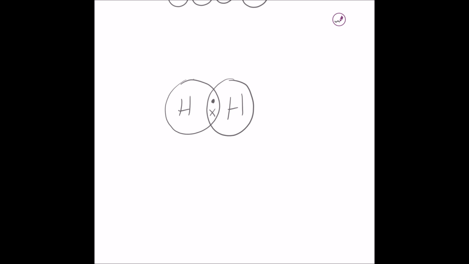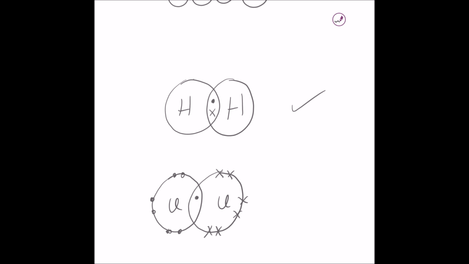Let's look at chlorine. Chlorine is group 7, so it'll have 7 electrons in its outermost shell. We'll draw those with dots: 1, 2, 3, 4, 5, 6, 7. The other chlorine also has 7 electrons, so 1, 2, 3, 4, 5, 6, and the 7th one can be shared. If we count around both chlorines, we should come up with 8: 1, 2, 3, 4, 5, 6, 7, 8. That also has a full outer shell. So that one works. That's a good covalent bond.